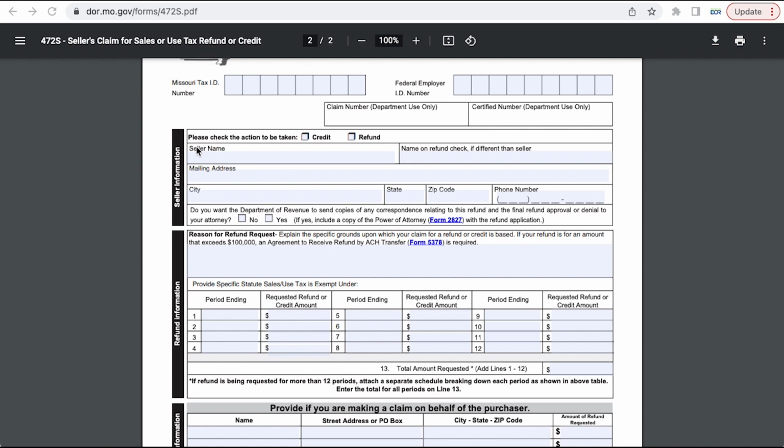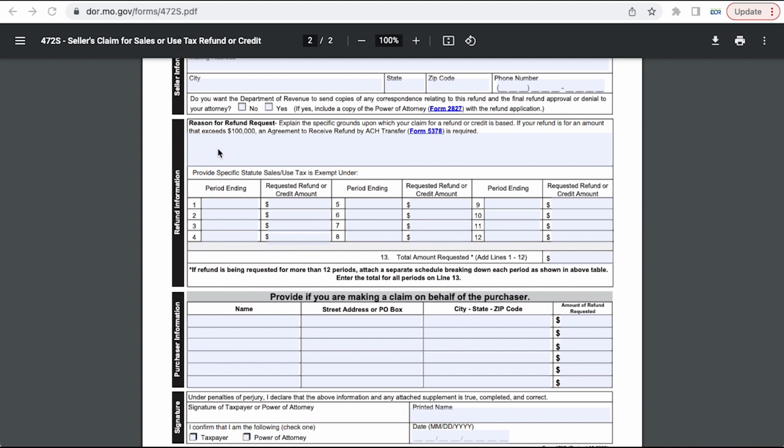Fill out the name of your business and your contact information. You should use the legal name of your business in this field. If you wish for the refund to be made out in a different name, you can enter the alternate name in this field. If you are designating a power of attorney on this case, check yes to indicate that the department should correspond with the individual specified on the Form 2827.